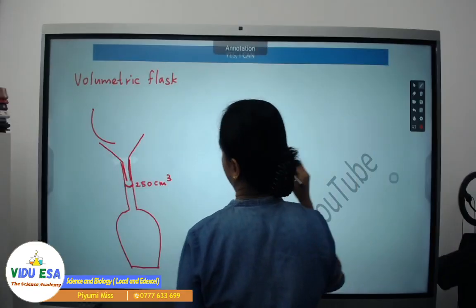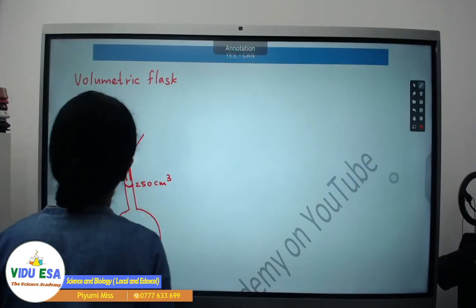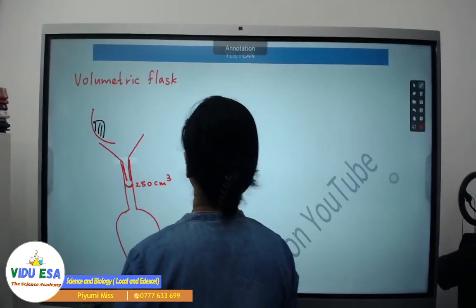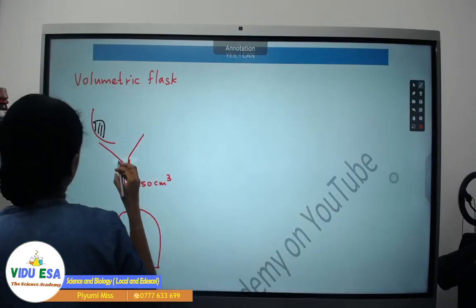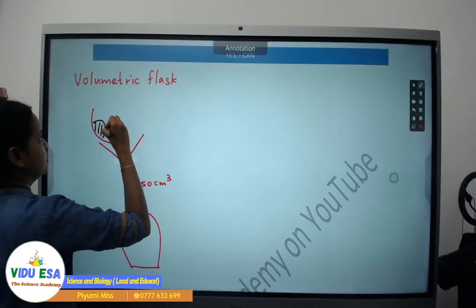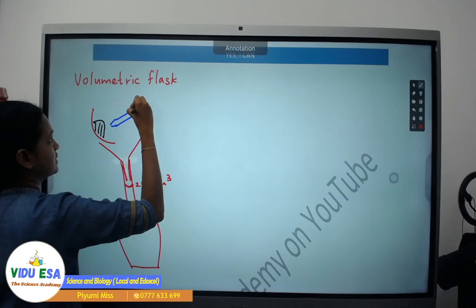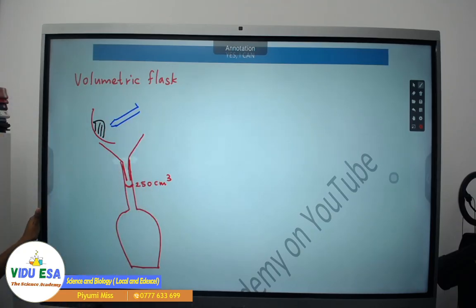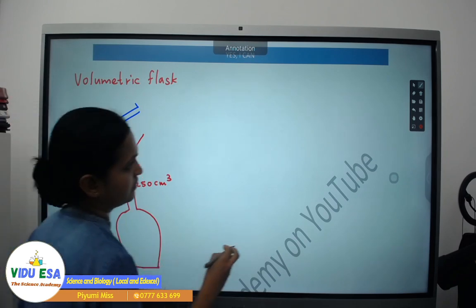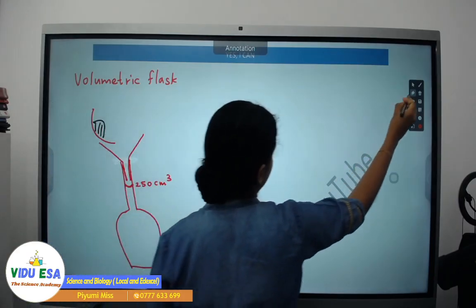So now here there is sodium hydroxide. It is white in color, but I will draw it like this. Hold the watch glass, and then you have to wash all this sodium hydroxide into the volumetric flask by using a wash bottle. Right? You know wash bottles. I will draw something like this.